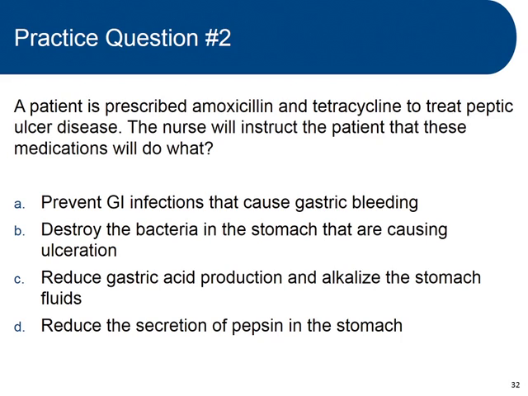These drugs destroy the bacteria in the stomach that are causing the ulceration, right? So essentially you're treating that underlying issue of that bacterial infection. They don't have any influence on GI infections that cause gastric bleeding. That's really just a distractor. They don't reduce gastric acid production or alkalinize the stomach fluids.